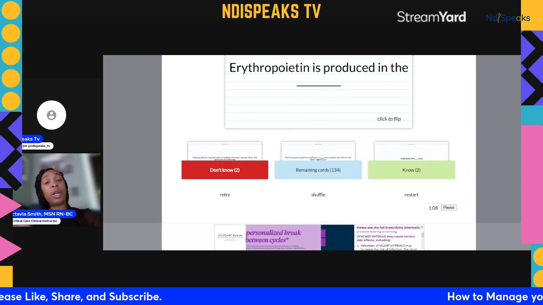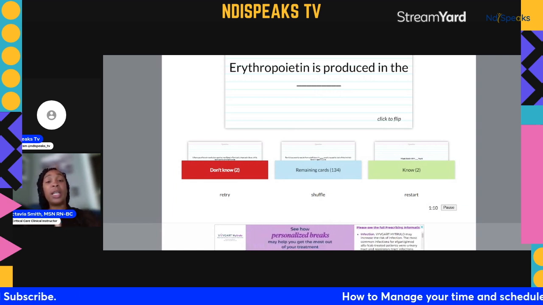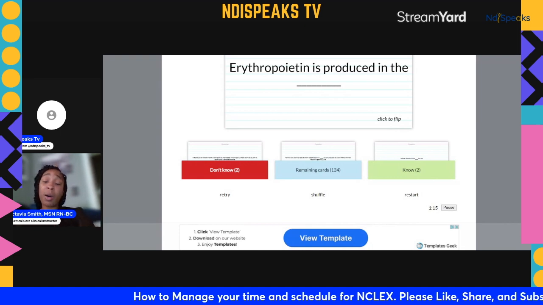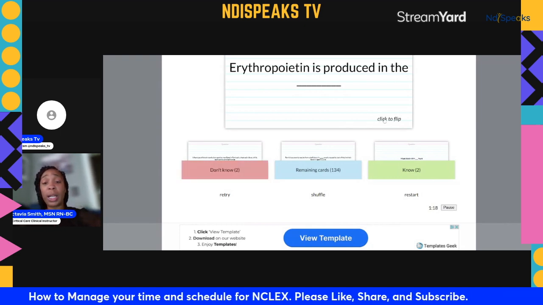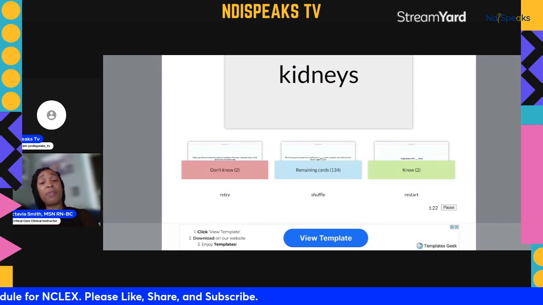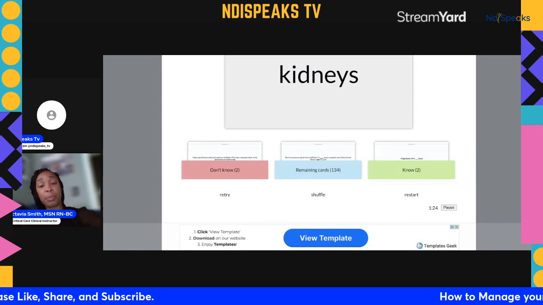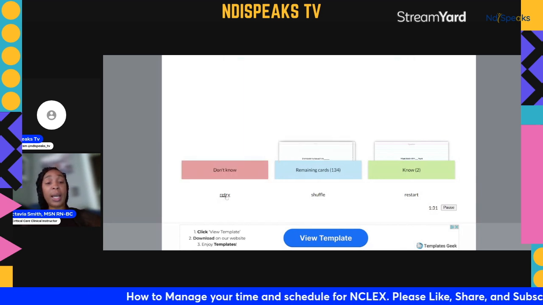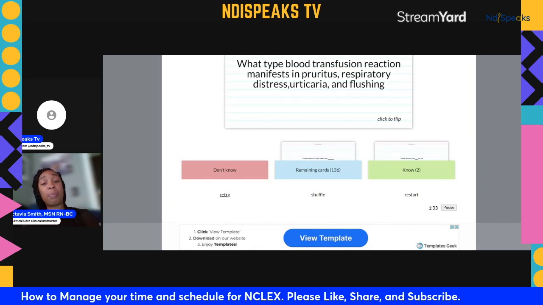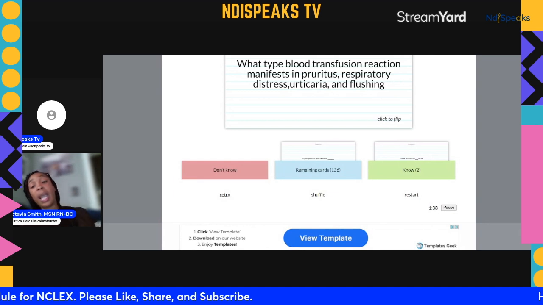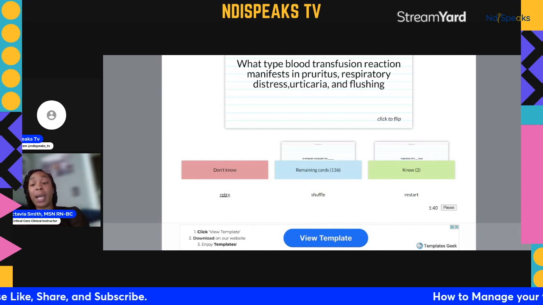So again, you want to go through these cards. It's saying erythropoietin is produced in what? Is it the red blood cells? Is it white blood cells? I'm not sure. I'm going to click and flip, and it's saying it's in the kidneys. So you're getting all of that information that you need. And then everything that you don't know, you can always come back and review. You can hit retry, and it's going to put those ones right back into your card deck so you can keep answering those. And also, as you can see, it's timed at the bottom.